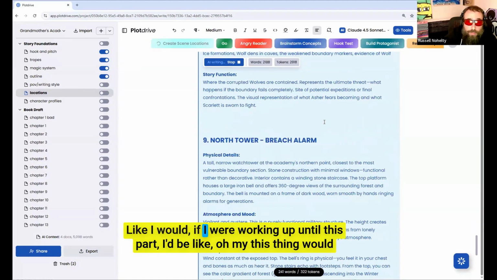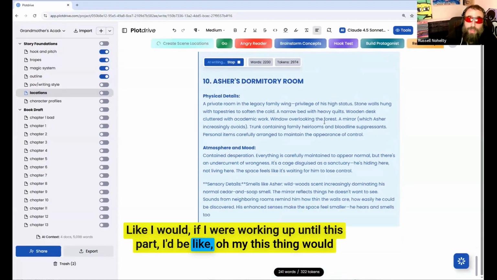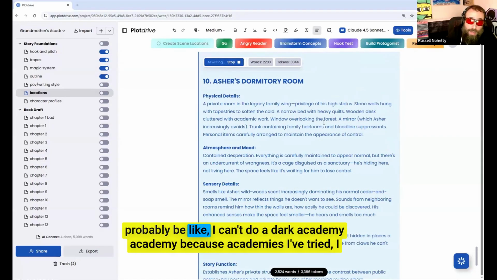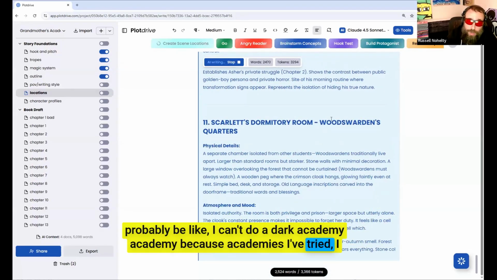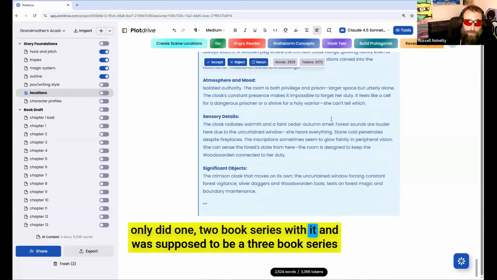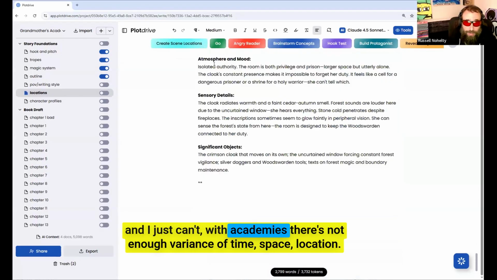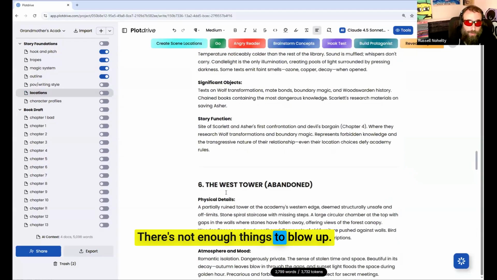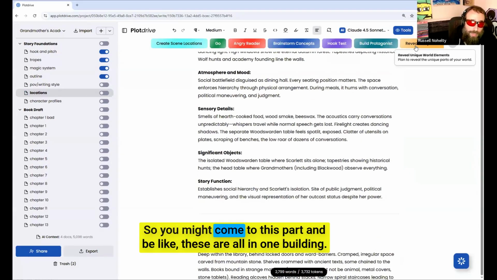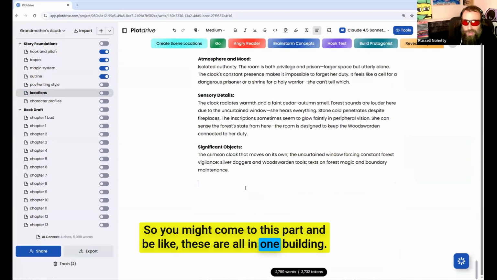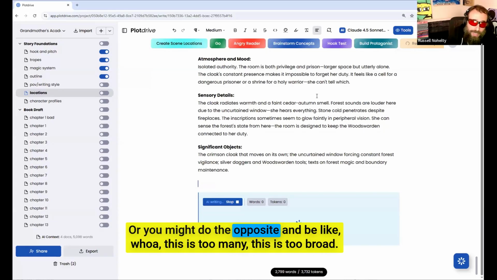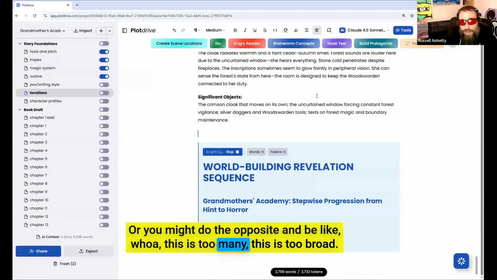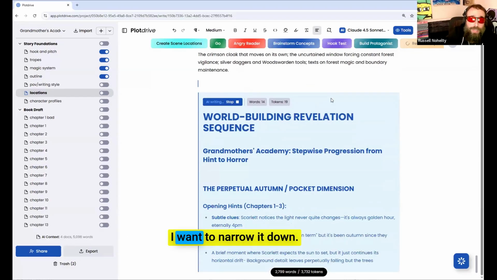Yeah. If I were working up until this part, I'd be like, oh my, I can't do an academy because academies, I've tried. I only did one two-book series with it and it was supposed to be a three-book series, and I just can't with academies. There's not enough variance of time, space, location. There's not enough things to blow up. So you might come to this part and be like, these are all in one building, it's not my thing. Or you might do the opposite and be like, whoa, this is too many. This is too broad. I want to narrow it down.